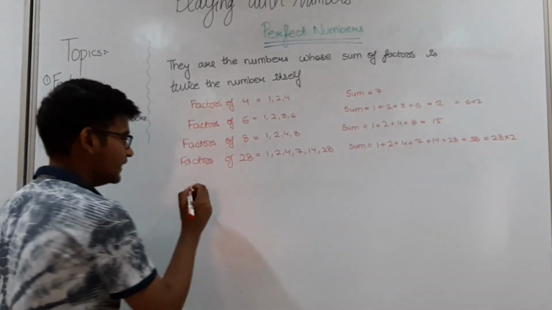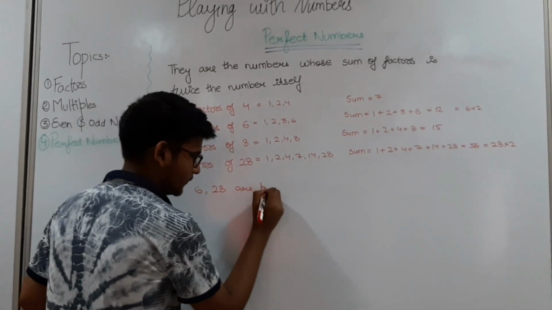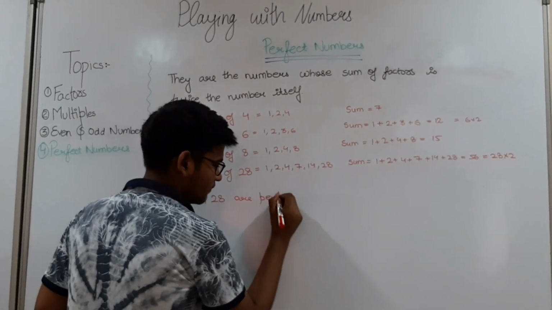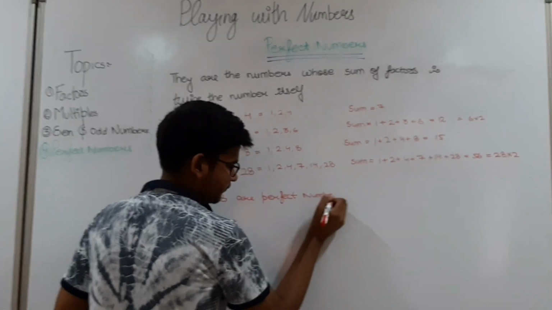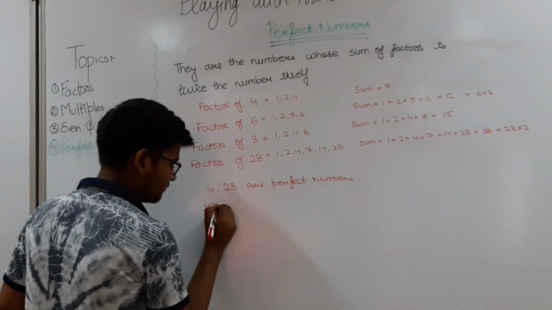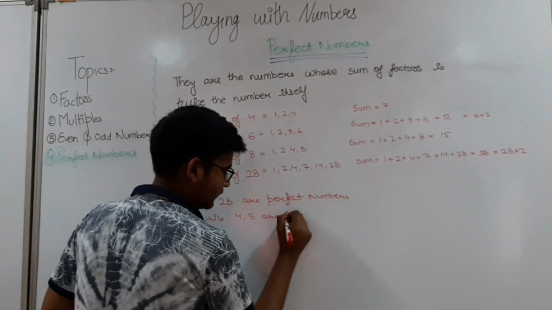So we can say that 6 and 28 are perfect numbers, while 4 and 8 are not.